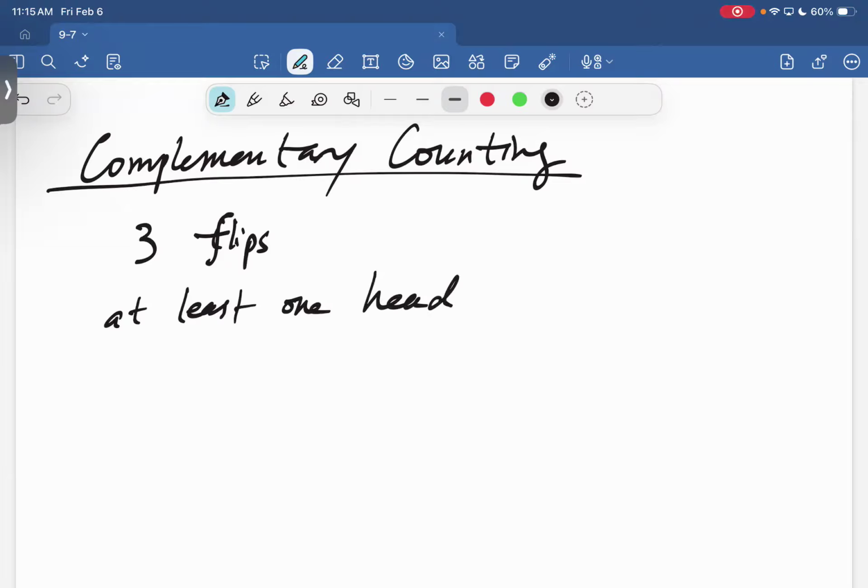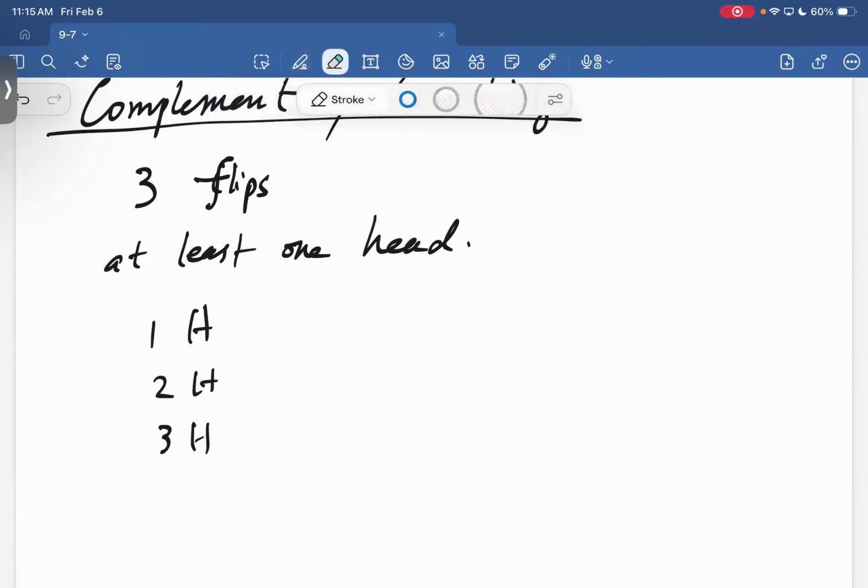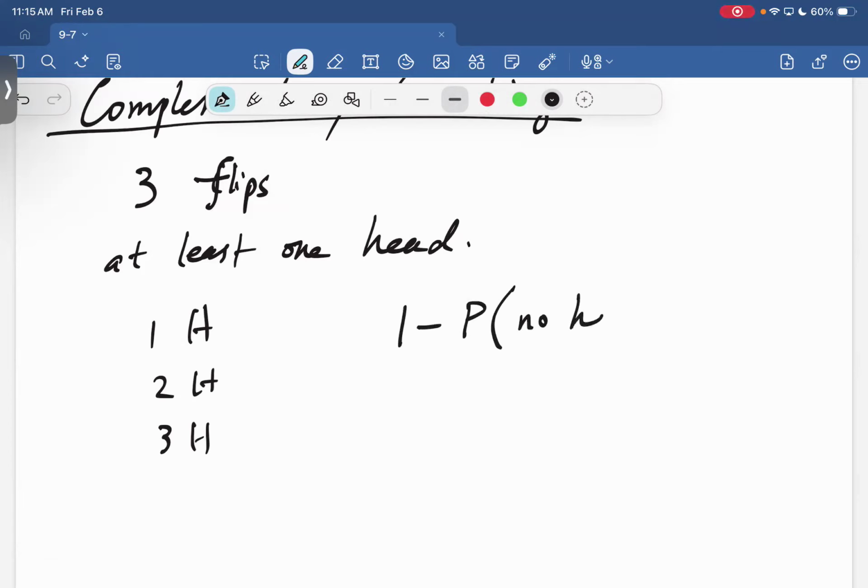So there are 2 different ways of doing this. The first way is to count the probability of 1 head, and then count the probability of 2 heads, and then count the probability of 3 heads, and then add them up. But that takes a long time, right? Instead, what you could calculate is the probability of no heads, and then subtract that from 1. Make sense?